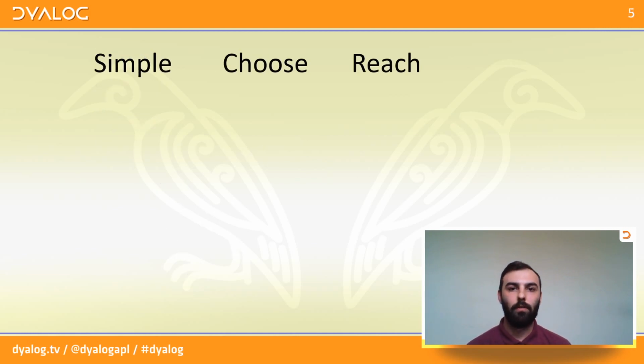So, simple, choose, and reach indexing have been in Dyalog for a while. Reach is more to do with nested arrays. They are supported by a special syntactic element, special syntax, which is the square brackets. So these all work with square brackets. A couple of them also work with other functions, but they will all be accessible through square brackets.